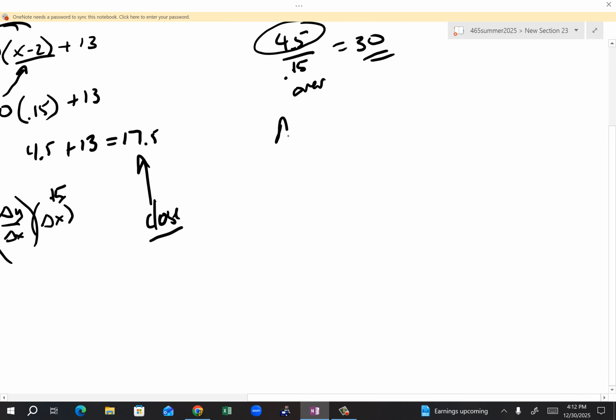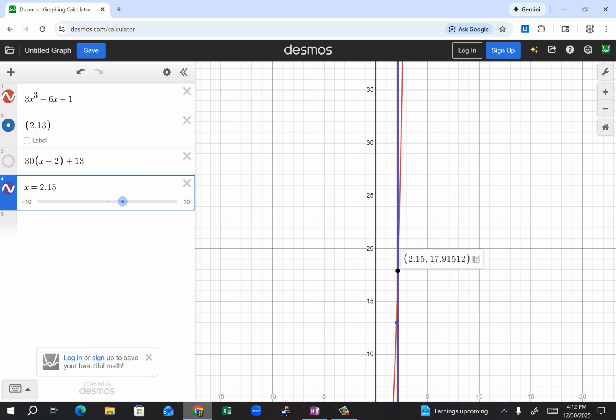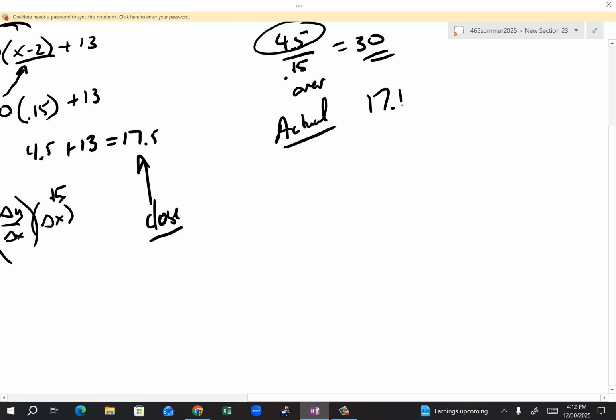In our case, the actual value at 2.15, when you plug it into your original function, you get 17.91512 or something like that. And we said 17.5. Now, are we off? Of course we're off a little bit. Could we find about how much we're off by? Sure.